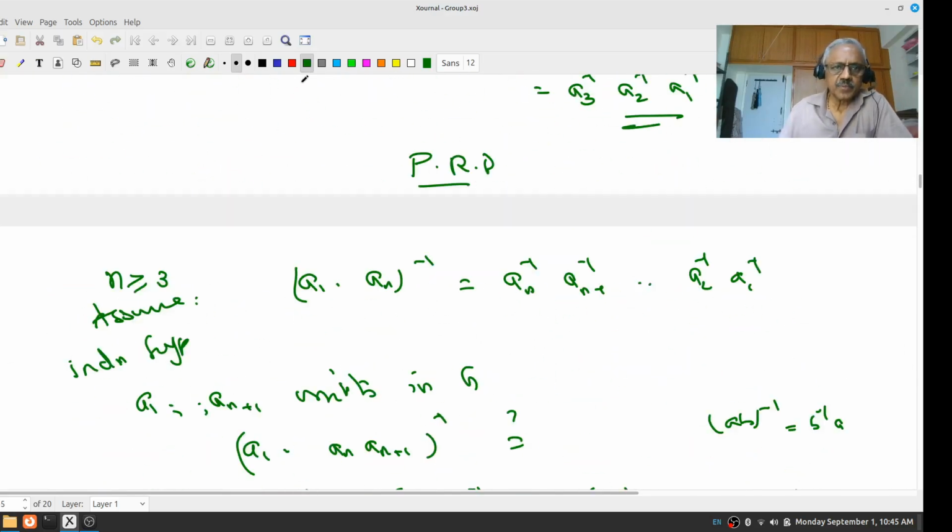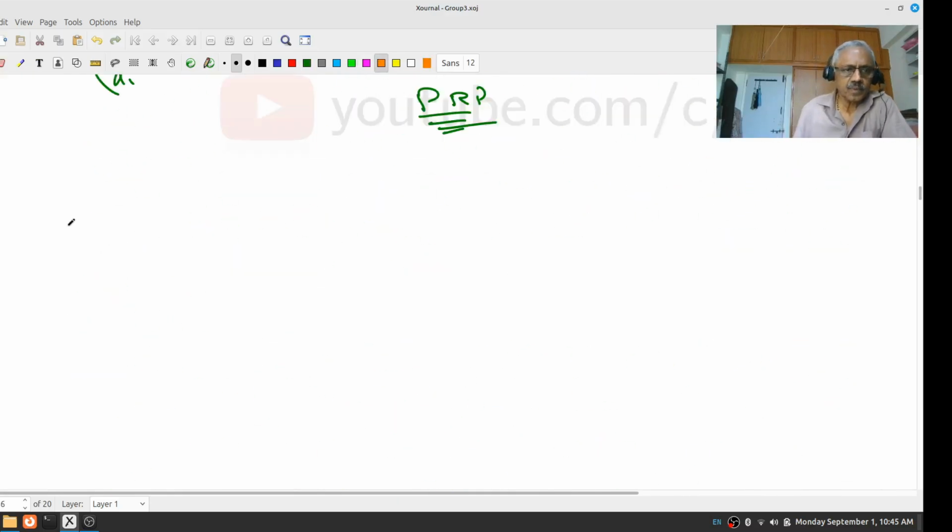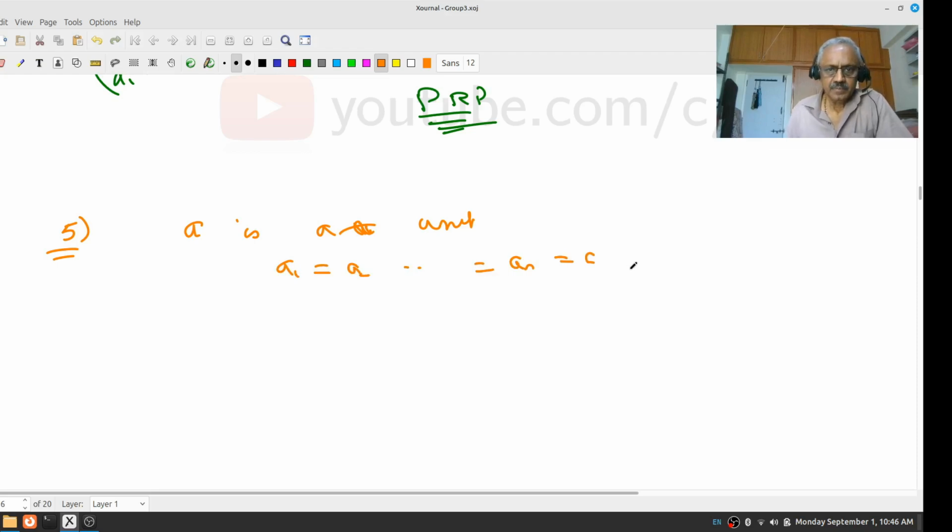Now let's do the fifth one. The fifth one is, suppose A is a unit. Right? Now let me take A1 equal to A2 equal to An equal to A. Then call this B equal to A1 to An. This by definition is A to the n. Right? This is how we define A to the power n.